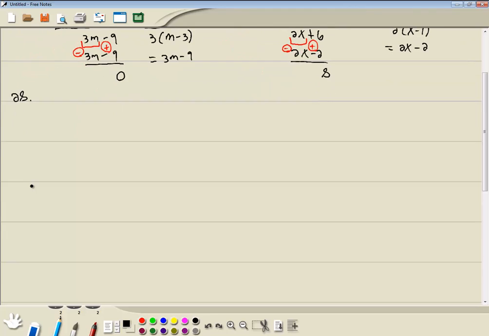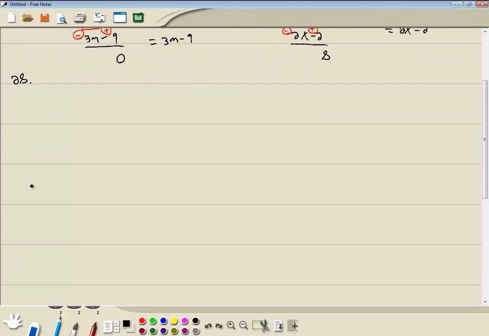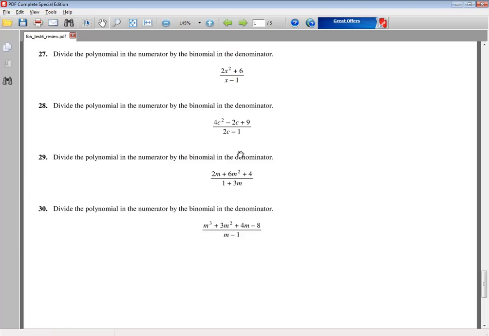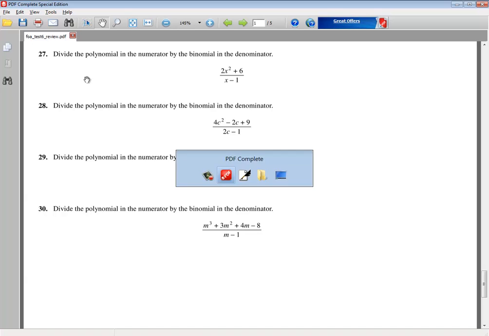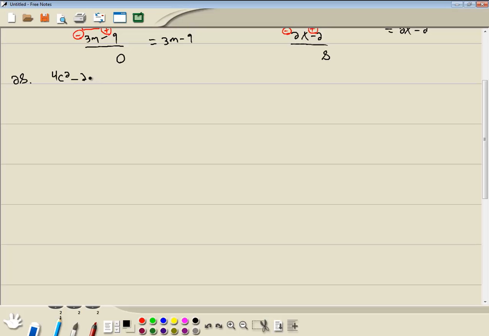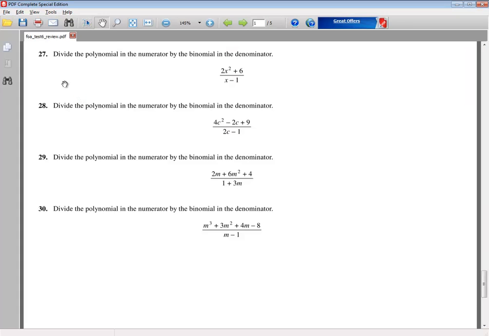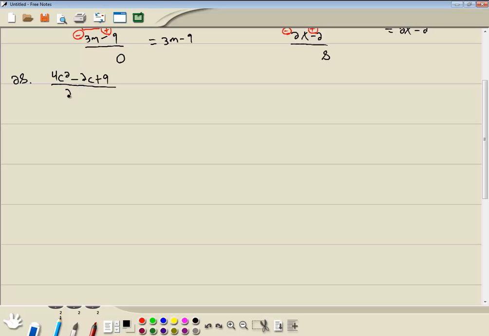Okay, 28. We got 4c squared minus 2c plus 9 over 2c minus 1. So I got 2c minus 1, and then 4c squared minus 2c plus 9.